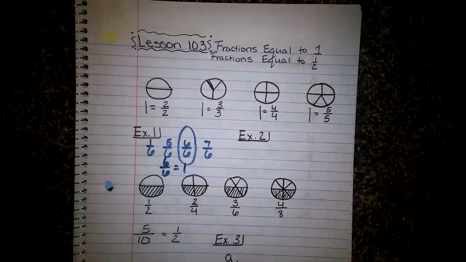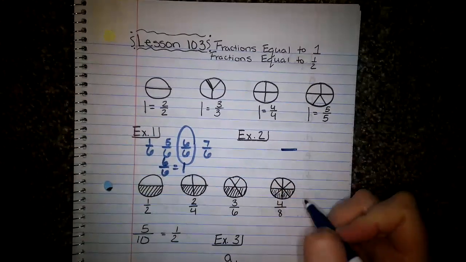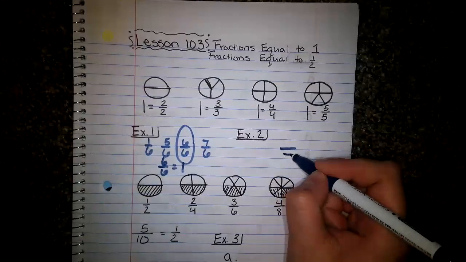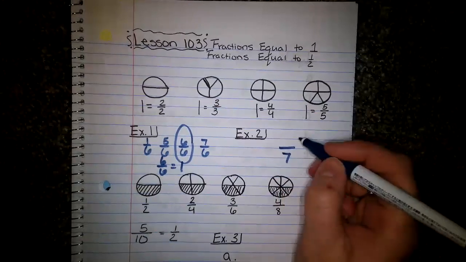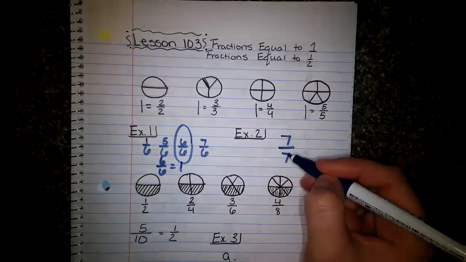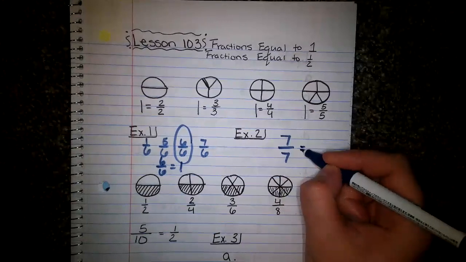Okay. Moving on, example number 2. We're going to write a fraction equal to 1 that has a denominator of 7. A fraction equals 1 when the numerator, the top number, and the bottom number are the same. So if the denominator has to be 7, that means that the numerator also must be 7. So we have 7/7 is equal to 1.